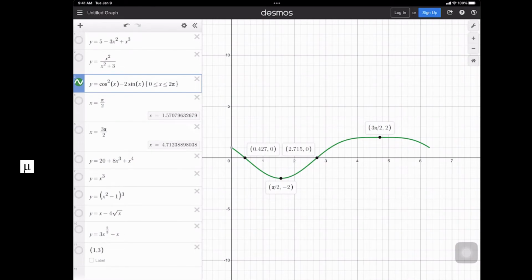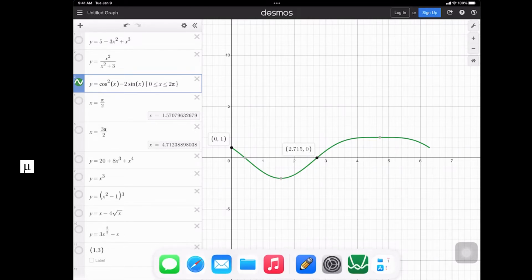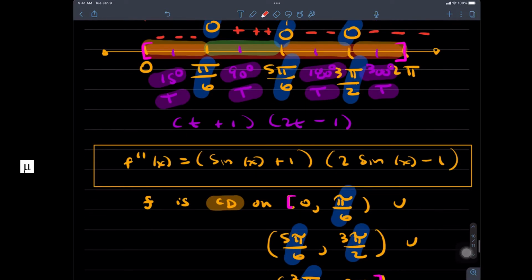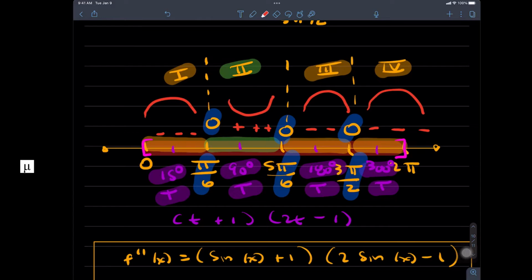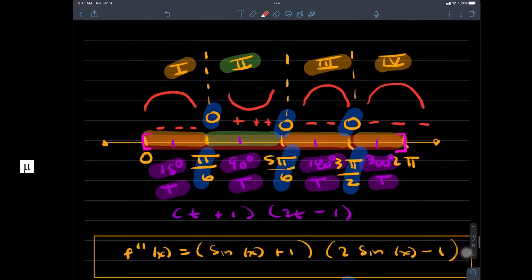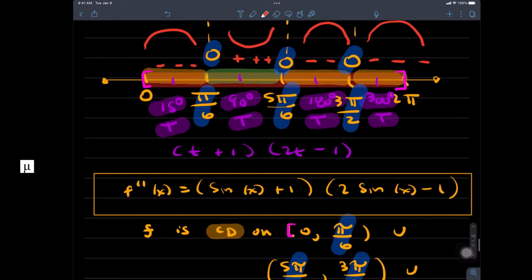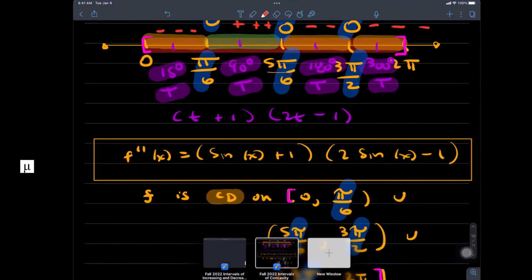What this is saying, it's concave up from 0 to what? To this value here. If I look at it, here's my 0, and then this value. This is where it's concave up. Pi over 6. Oops. We have some issue here. Anyway, I'm going to have to look this up. It's concave down from 0 to pi over 6. So let's look at Desmos.